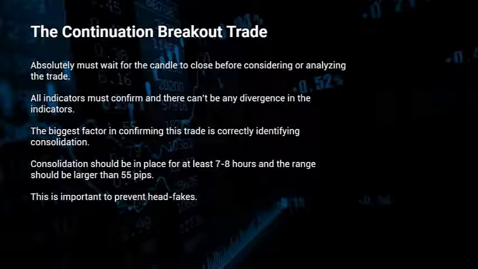So I created structure around consolidation on the 1-hour chart, and it needs to be in place for at least 7 to 8 hours. And that's approximately one trading session or so. And the range, the high to the low of that consolidation, needs to be larger than 55 pips. If it is less than 55 pips and a candle closes outside of that range, very often it'll turn around and go back inside of that consolidation if the range from the high to the low is too small, and it creates that head fake.